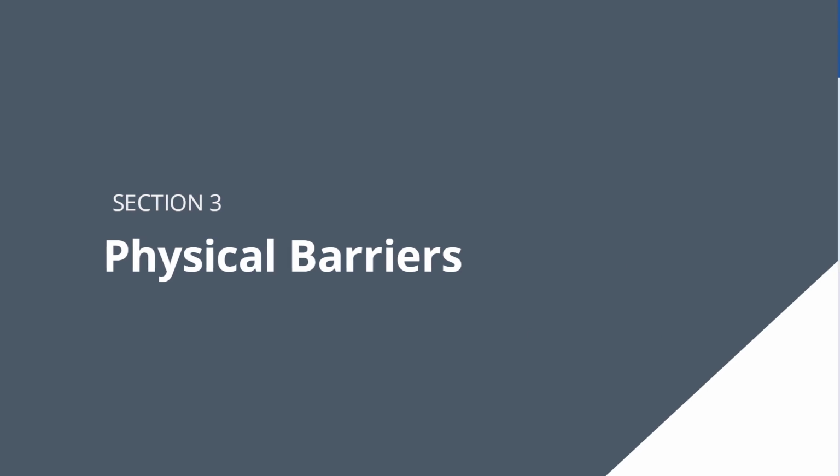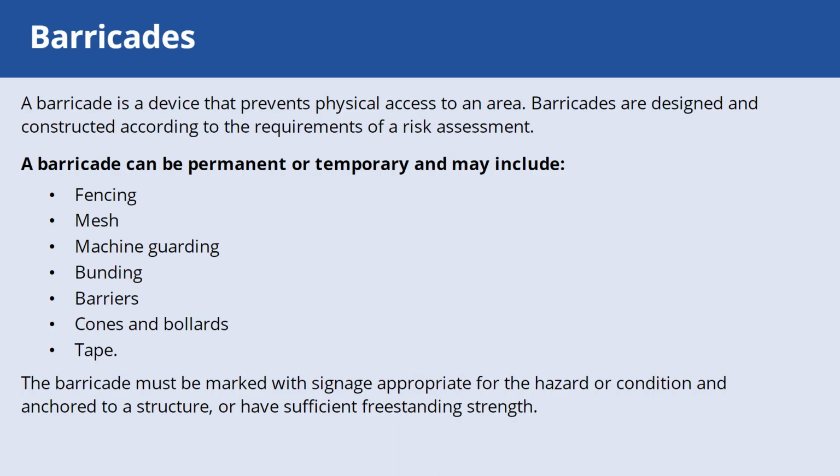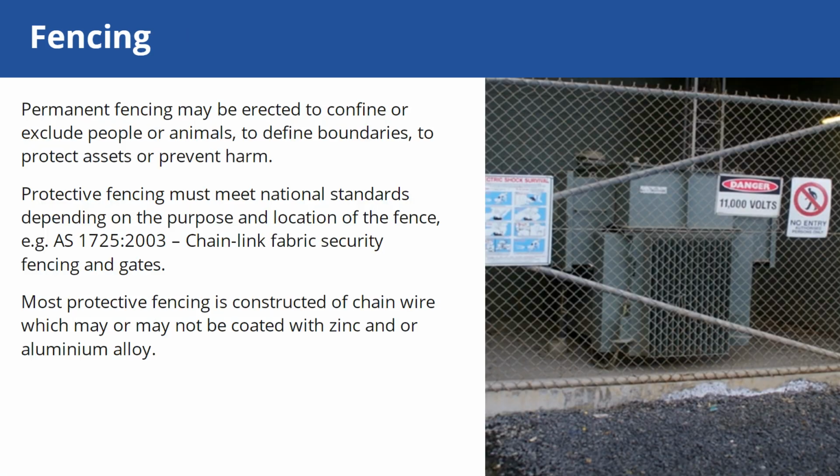Section 3. Physical barriers. A barricade is a device that prevents physical access to an area. Barricades are designed and constructed according to the requirements of a risk assessment. A barricade can be permanent or temporary and may include fencing, mesh, machine guarding, bunding, barriers, cones and bollards, tape. The barricade must be marked with signage appropriate for the hazard or condition and anchored to a structure, or have sufficient freestanding strength.